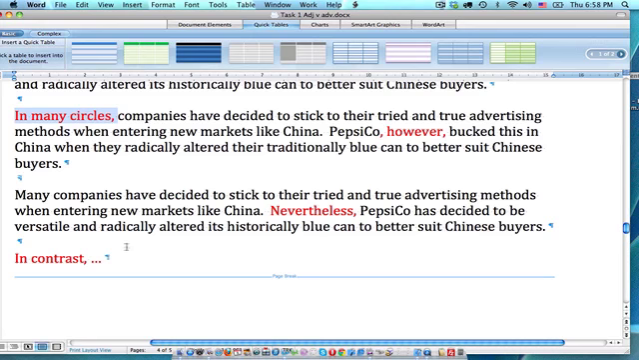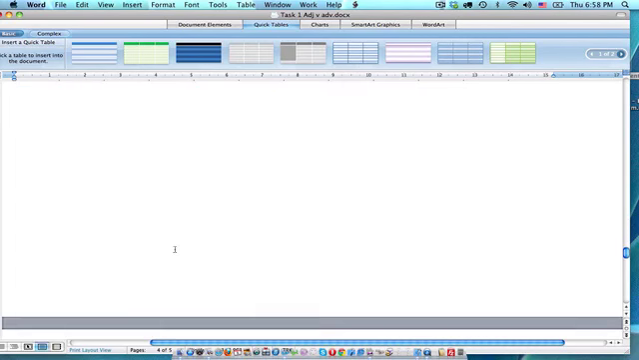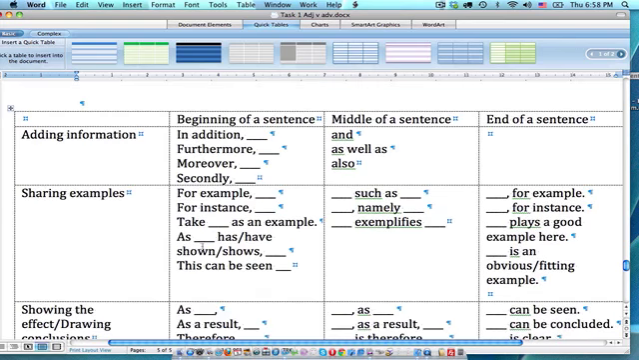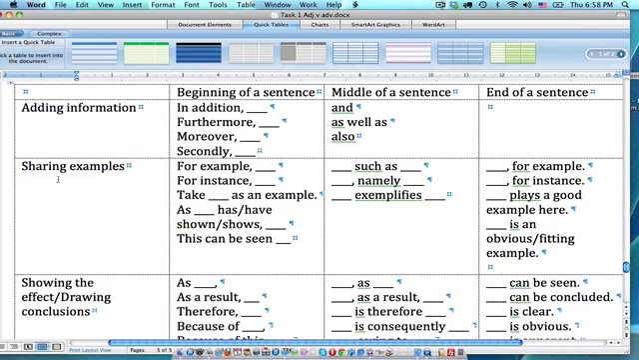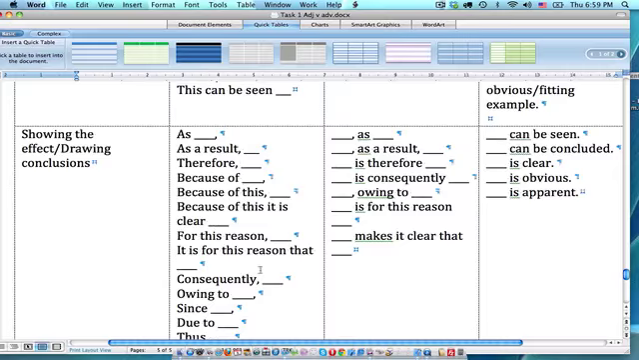to what you're writing. Now, to help you visualize how to use these phrases, I've summarized them into a chart. And so what we've looked at just now was adding information, sharing examples, showing the effect and drawing conclusions. So this would be both your discussion and concluding sentences. Okay, very logical language in these boxes.